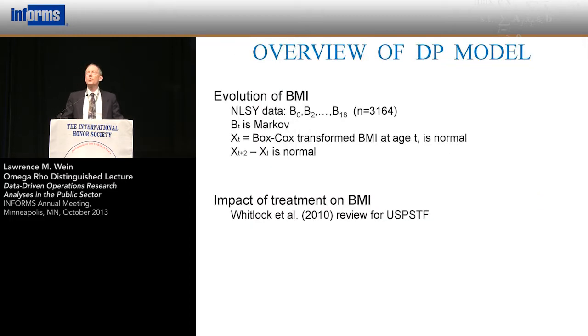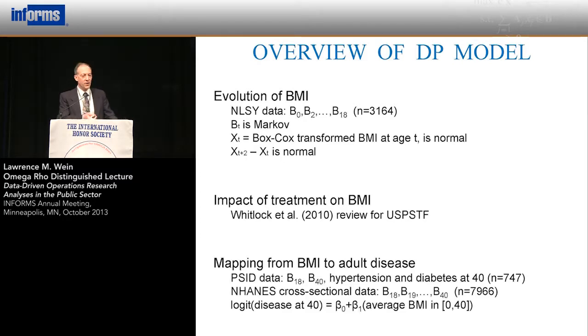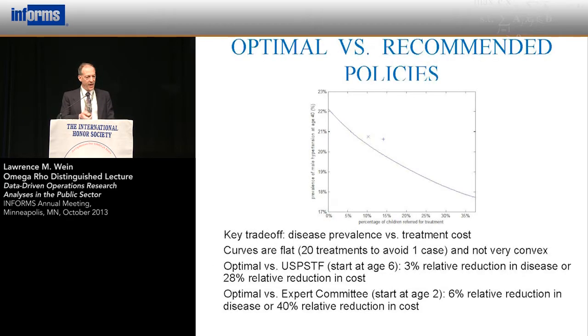The next part is, how does treatment impact BMI? And that was easy because there was a literature review done for this task force a couple years ago. And the third part, which is really the hardest part, is how do you map from BMI into your objective function, which is adult disease? And there we needed 3 different databases that we had to kind of string together and then use logistic regression, and I won't go through that.